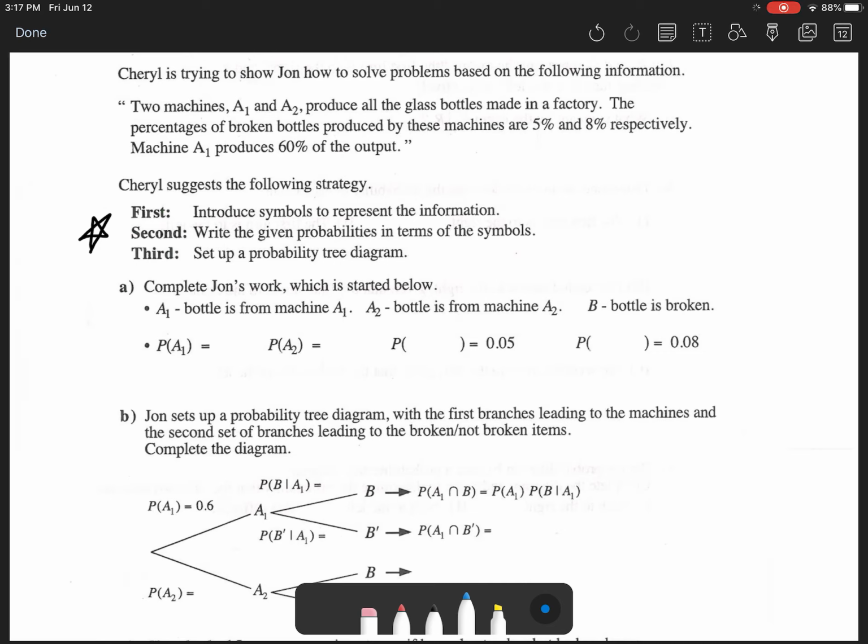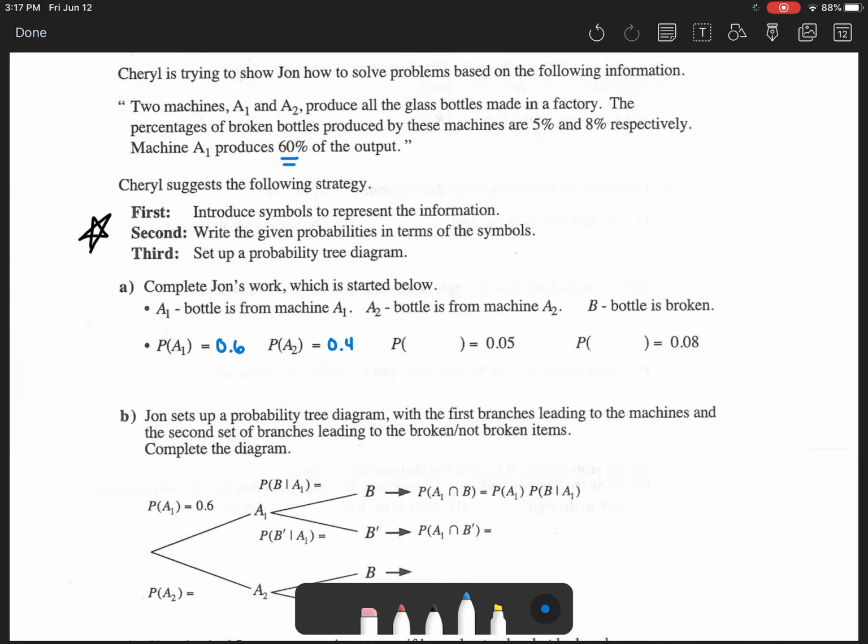So first thing is the probability of A1. That means what's the probability a bottle is from machine 1? Well, they tell me in the question that 60% of the output comes from machine A1, so the probability then is 0.6, or 60%. That therefore means, because there's only 2 machines, that if 60% of the bottles come from A1, 40% of the bottles are coming from A2.